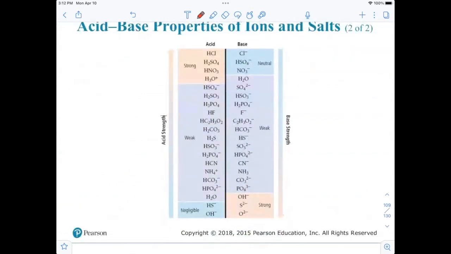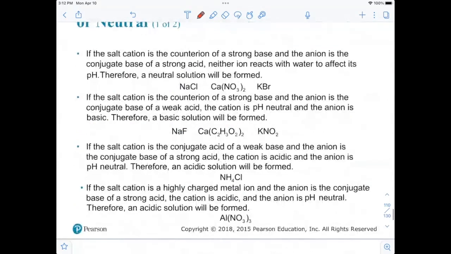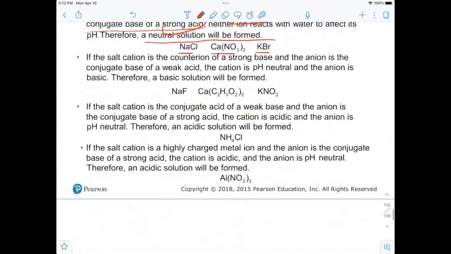And the next rule here is saying, of course, there is more to it than that. I have talked about this rule already. If the cation is a counter ion of a strong base and the anion is a conjugate base of a strong acid, in other words, if both the base and the acid are strong, you end up with a neutral solution or neutral salt. These are all neutral because all the parents are strong. Okay? So let me try to show you that real quick without overkilling the point.